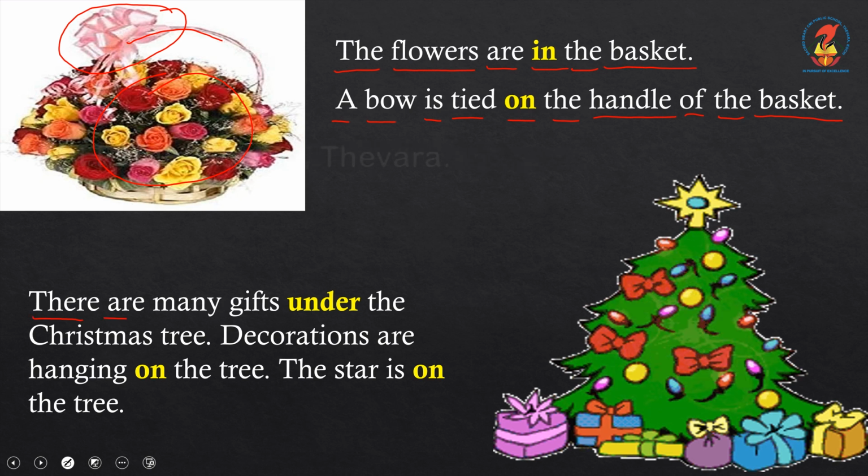Next, there are many gifts under the Christmas tree. You can see in the picture a lighted tree. There are many gifts. You can see gifts kept under the tree, under the Christmas tree. So, it's under, down, lower point.